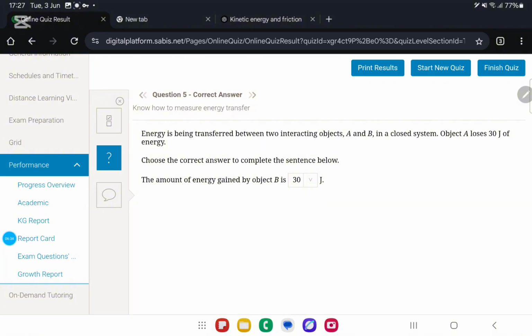Now, energy is being transferred between two interacting objects, A and B, in a closed system. Object A loses 30 joules of energy. The amount of energy gained by object B is 30 joules. Same thing, a closed or isolated system. Object A loses 30 joules of energy, so what does object B gain? It gains 30 joules. Since they interact, the energy is conserved, basically transferred. Object A loses the entirety of 30 joules, and object B gains all the energy. So object A gained negative 30, object B gained 30.